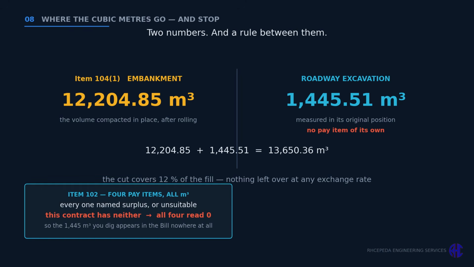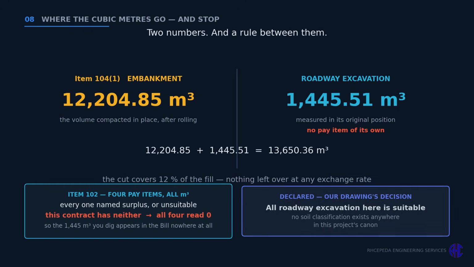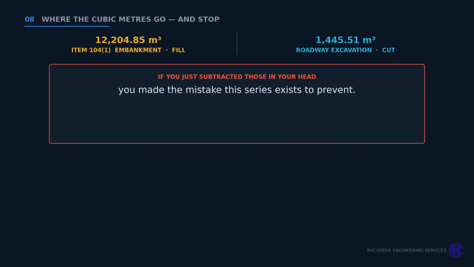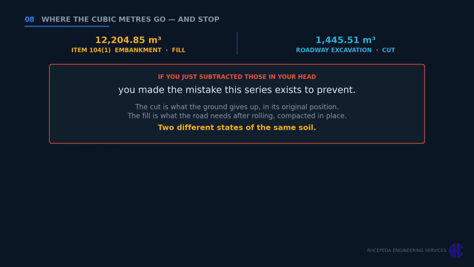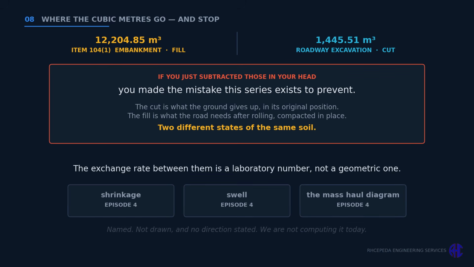Every item 102 pay item is named surplus or unsuitable. This contract has neither, so the cut appears nowhere in the bill of quantities. Subtract those in your head and you make the mistake this series exists to prevent. Two states of the same soil. The exchange rate is a laboratory number, shrinkage and swell, and the mass Hall diagram.